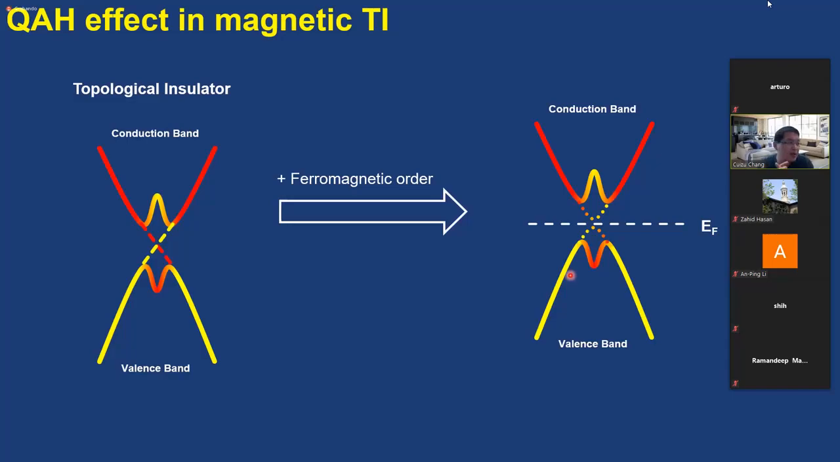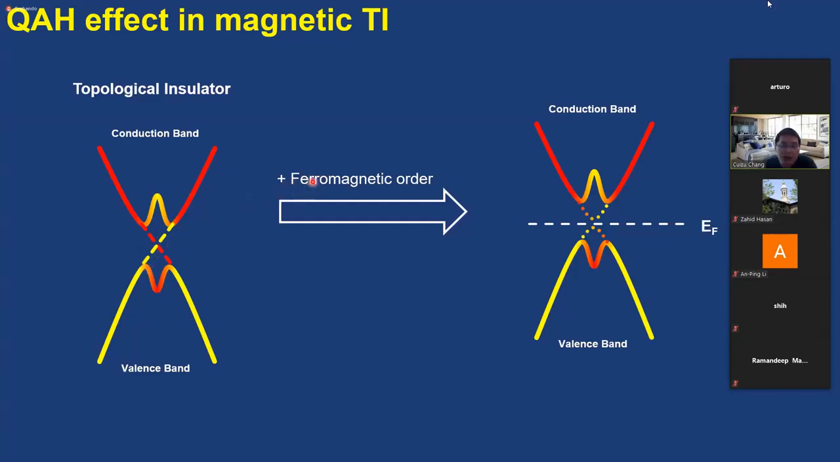So let me show you why, for this kind of topological insulator, it already satisfies the first condition for the realization of the quantum anomalous Hall effect, because there is already an inverted band structure. The second condition is we need to introduce ferromagnetic order into the topological insulator. So this is the topological insulator.